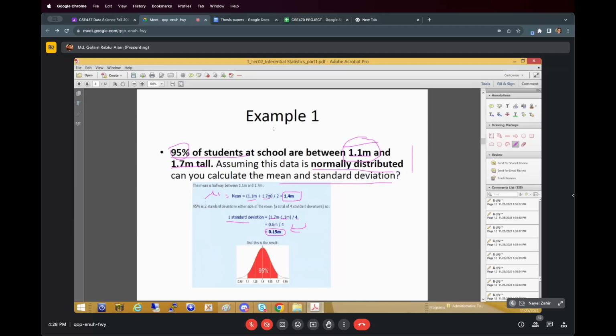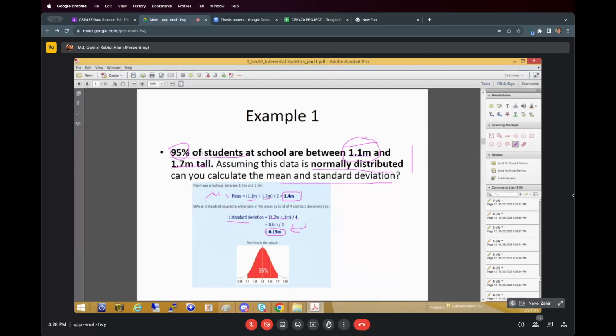Then what's the benefit of the normal distribution if we consider that some data is normally distributed? Like here, the information is given: 95% of the students at a school are between 1.5 meters to 1.7 meters tall. If we assume that the data is normally distributed, or student heights are normally distributed, then what will be the mean of the student heights, and what will be the standard deviation? Based on just this information, we can find the mean and the standard deviation, though it is not mentioned here.